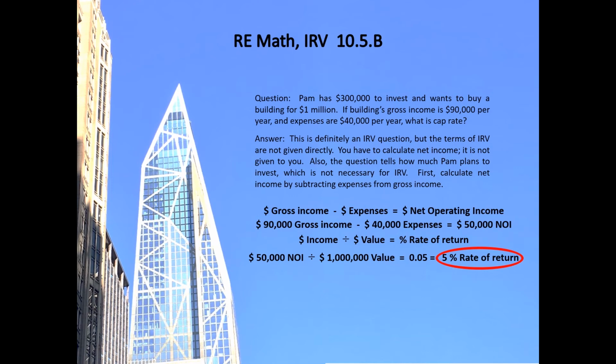Then we take good old IRV. Income divided by value equals rate of return. $50,000 NOI divided by $1 million in value equals 5% rate of return.